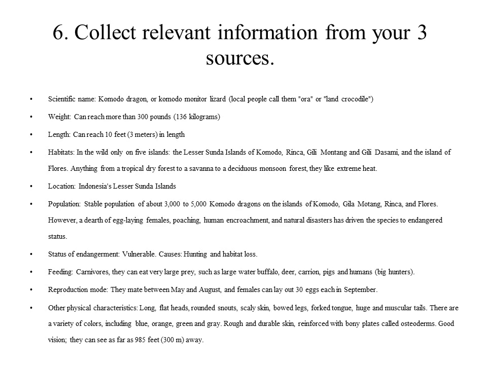Step 6, the student has to collect relevant information about their animal and they have to get their information from their 3 sources. So I asked for the scientific name, the weight, the length, the habitat, the location, population, the feeding, the status of endangerment, the reproduction mode, and other physical characteristics.